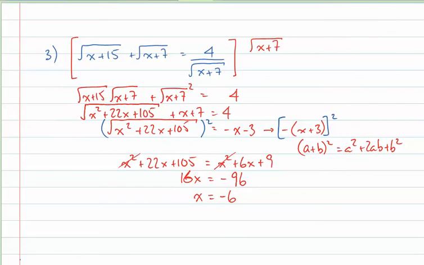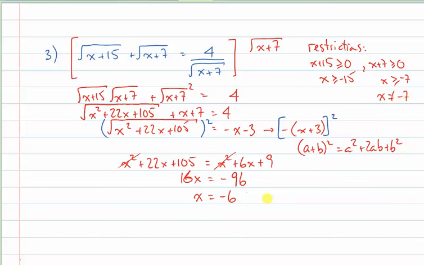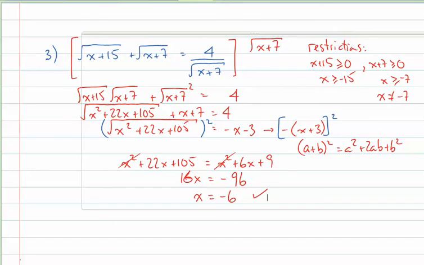Now, one thing I neglected to do that I should have is talk about restrictions. The restrictions are x plus 15 greater than or equal to 0, so x greater than or equal to negative 15, and x plus 7 greater than or equal to 0, so x greater than or equal to negative 7, and also because of the denominator, x can't equal negative 7. Now negative 6 is greater, so that's a valid root. And there we go, a couple more examples on radical equations.